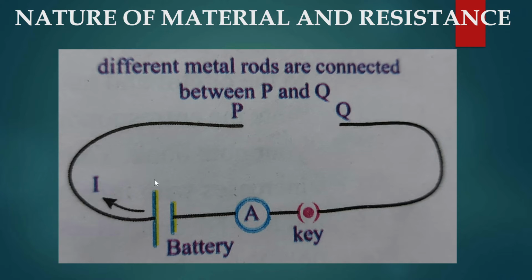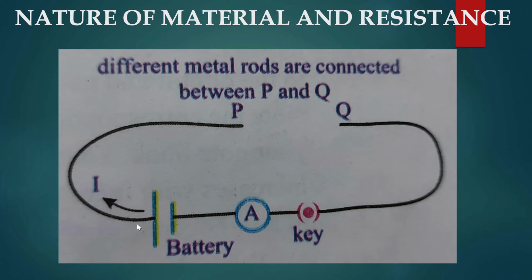Here also we have a battery, an ammeter, a key and the metallic rod. Once you connect the metallic rod between P and Q and allow the current to pass through the circuit, measure the electric current using an ammeter. And then repeat this with the other metallic rods. The values of current are different for different metallic rods for a constant potential difference. That is, we are not varying the potential difference.